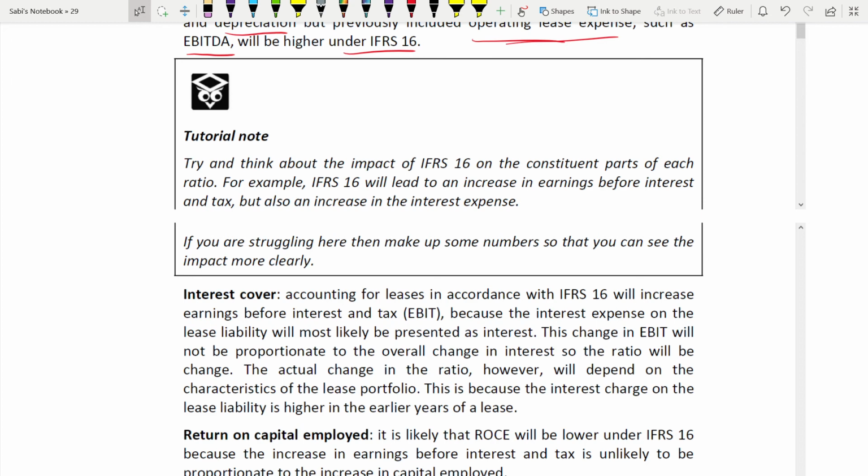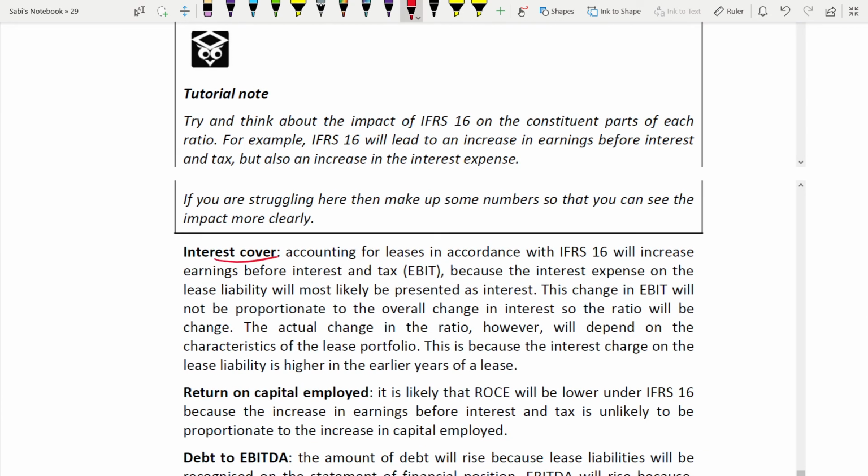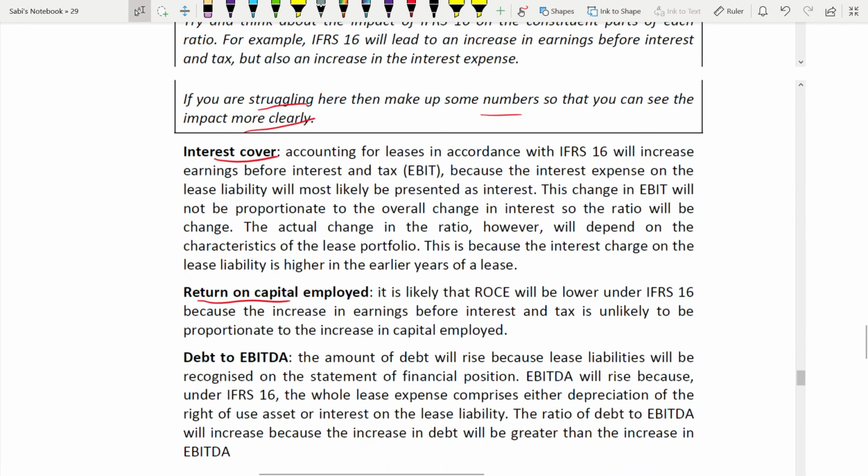Now we are coming to the next one, interest cover. I'm not going to read everything, I'm just going to tell you in short whether it will be higher or lower. You tell me. If you are struggling, remember you can use some numbers to show the impact. You can increase the numbers and show that this is increasing or decreasing. That is acceptable in the exam, because sometimes it's hard to visualize where the increase is happening when you're not seeing the actual input.